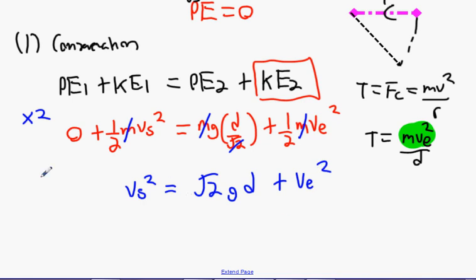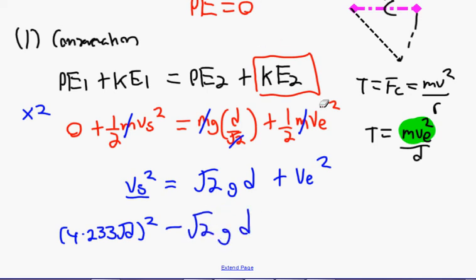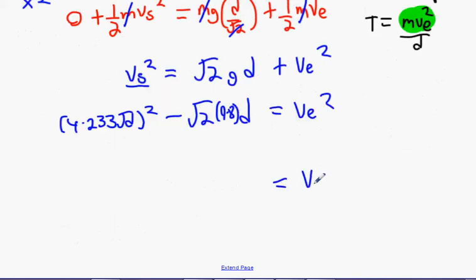Okay. Next thing, I can substitute in my value of 4.233 root D squared for my vs. I'm going to take away my root 2 gD, but instead of g, I'm going to use what? Got to use 9.8. And then that's all going to be equal to ve squared. Put all that into the calculator, and I'm hoping you'll come out with ve squared equals 4.06D.